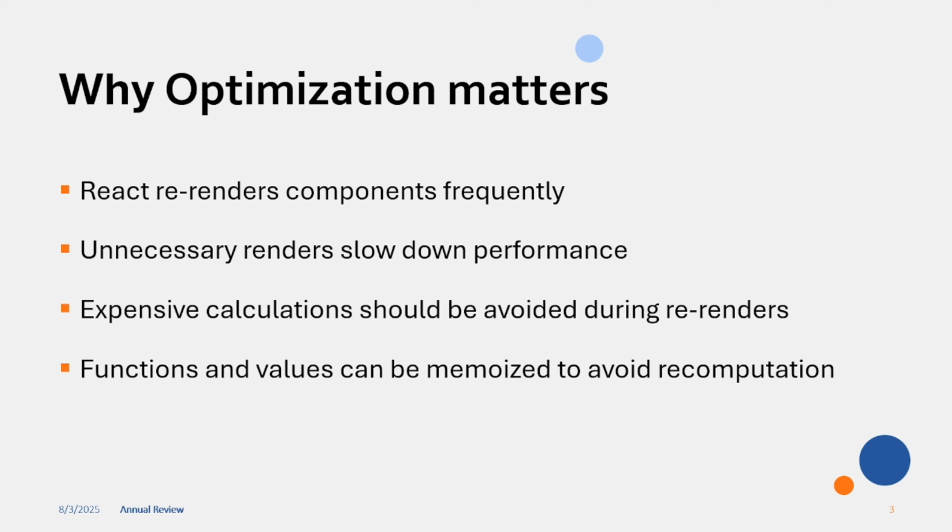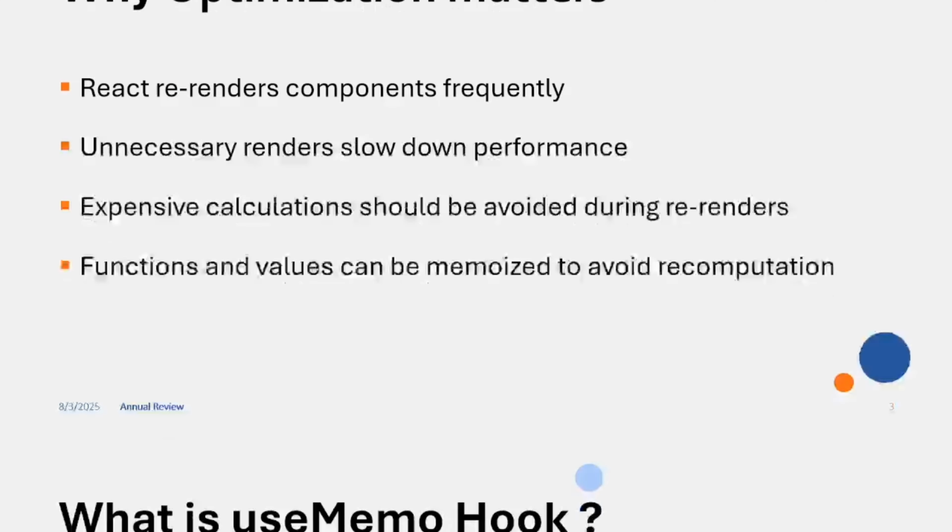In React, components re-render frequently, and there are many scenarios where unnecessary re-renders happen, and because of that the performance becomes slow. If we have a very big and complex function, to avoid re-renderings and expensive calculations, we use useMemo, and functions and values can be memoized. Memoized means we can cache the value to avoid recomputation. That's why we are using useMemo.